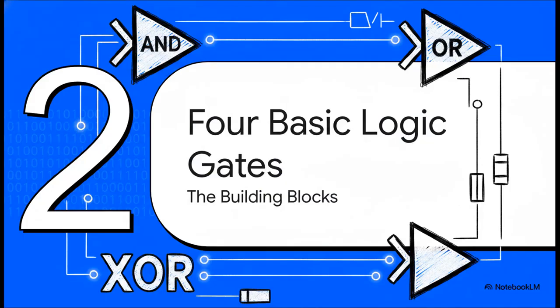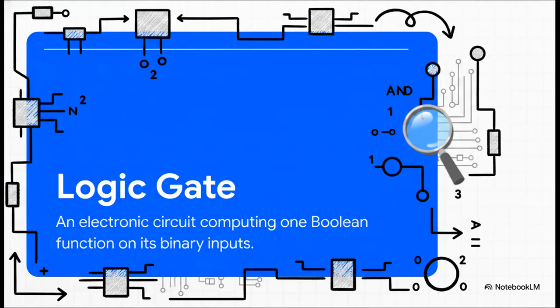Section 2. The 4 basic logic gates. So what is a logic gate really? Simply put, it's an electronic circuit built out of transistors that computes one specific Boolean function on its binary inputs. It takes in one or more binary signals, processes them, and spits out a single binary output based on a strict mathematical rule. They are basically the absolute simplest decision makers in a computer.